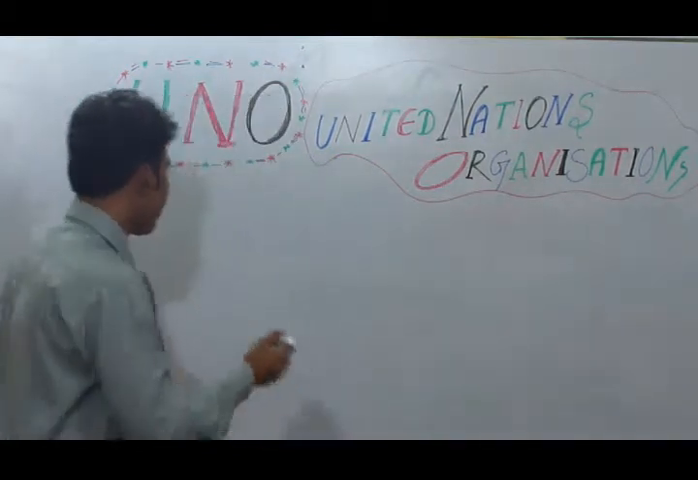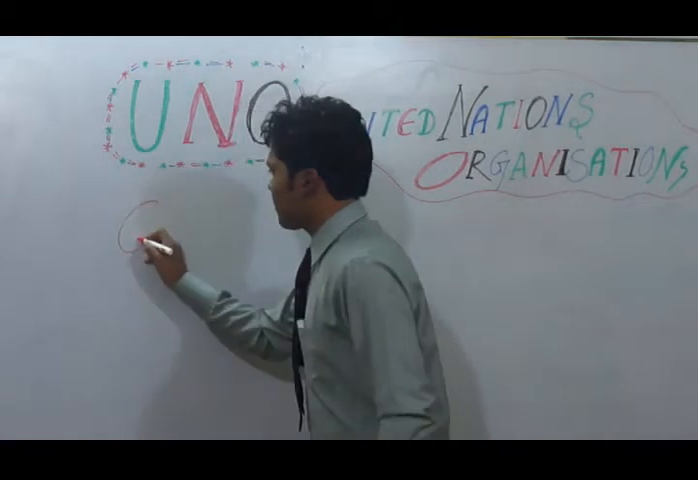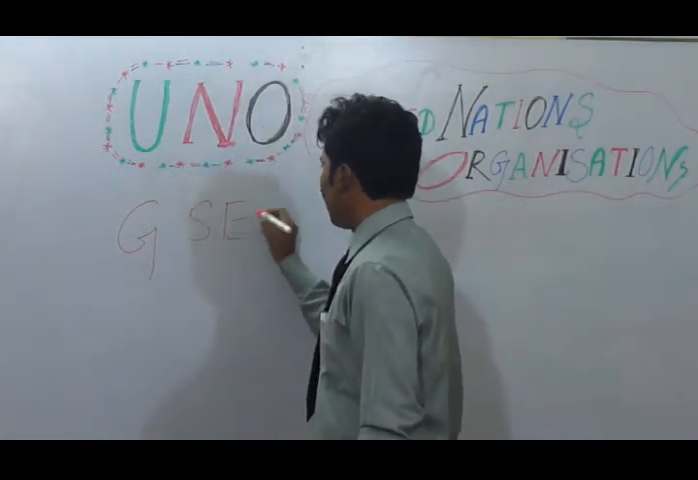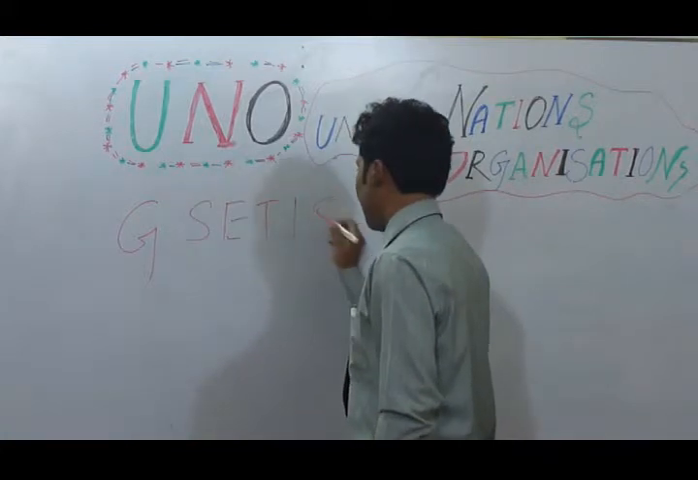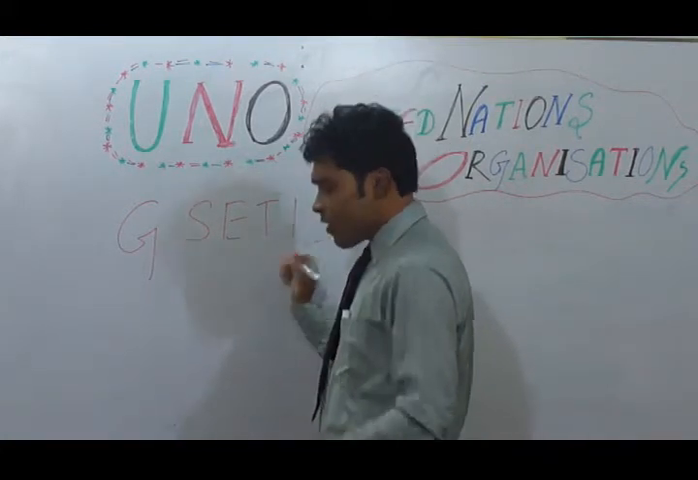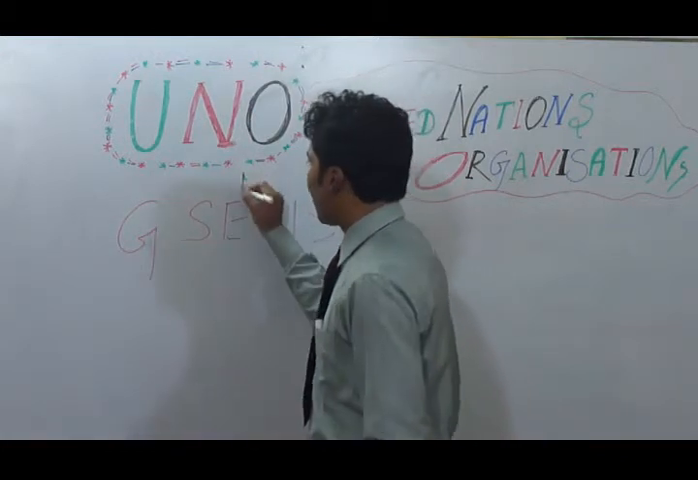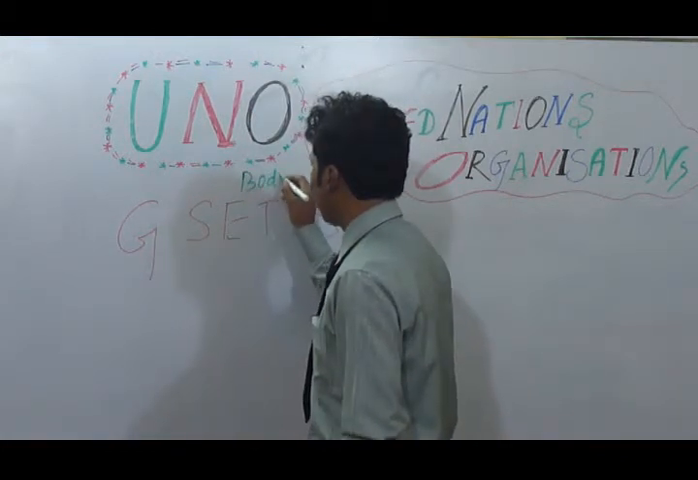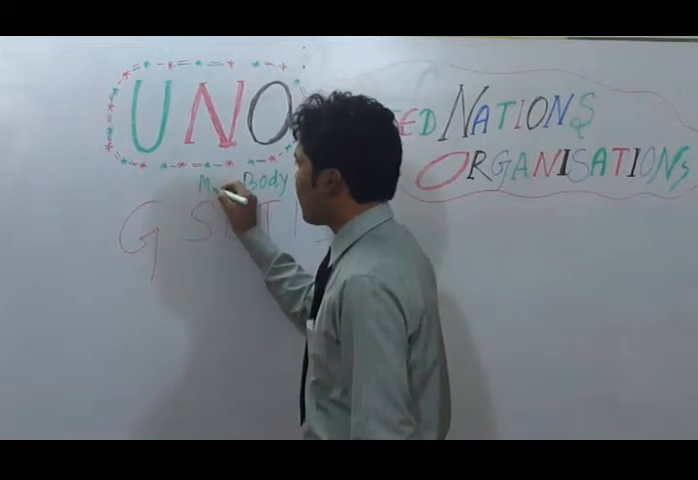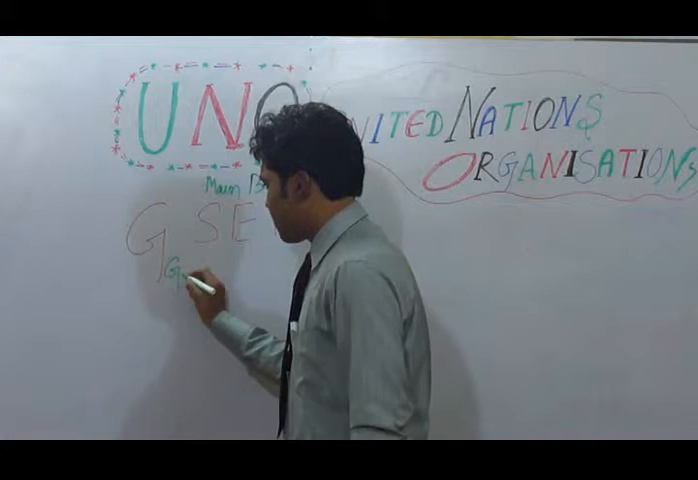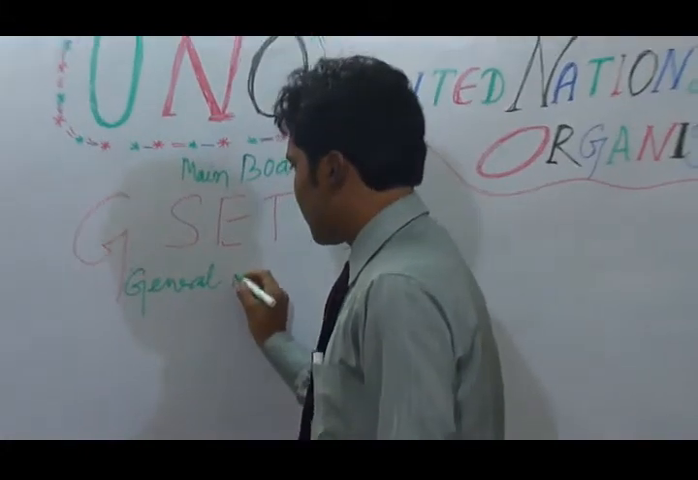Let's see. G-SETIS, S-E-T-I-S, G-SETIS. What is this G-SETIS actually? These are the organs or bodies of the United Nations, the main bodies of the United Nations Organization. G stands for General Assembly.